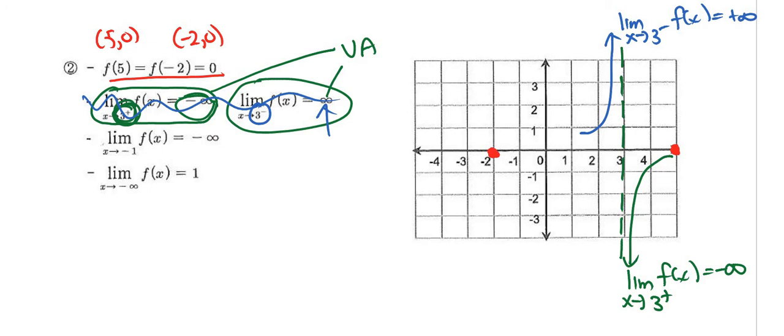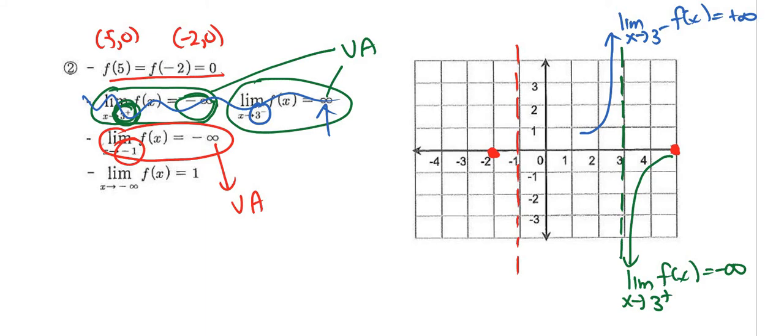Now let's go on to the third line. What's happening over here? Okay, so as x approaches negative 1, I go to negative infinity. So this is a vertical asymptote. Again, anytime you go to positive or negative infinity, it's a vertical asymptote. So at negative 1, let's put a dashed line, because there's a vertical asymptote there, and we're going to negative infinity from both the left-hand side and the right-hand side.